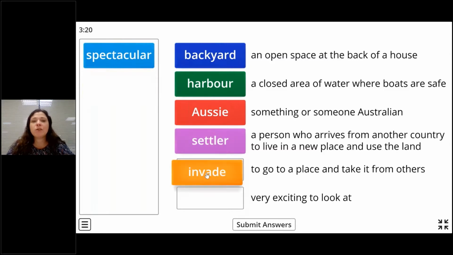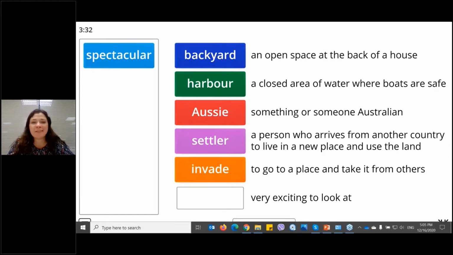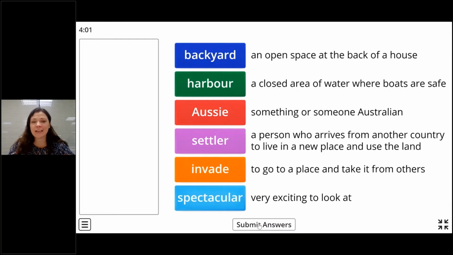This is great. And how do we call the person who goes and takes a place and takes it from others? Let's make the great job. Everyone, let's make a noun from this word. Yes, Svetoslav, very active work today. Great. Thank you. Yeah, invader. That's right. Tatiana, thank you very much. And very exciting to look at. Spectacular. Are you ready? Let's check the answer.